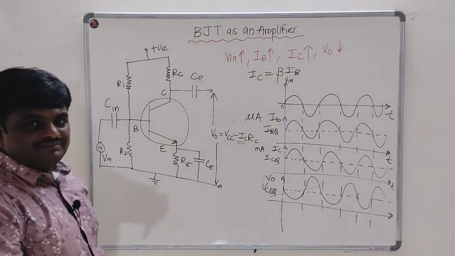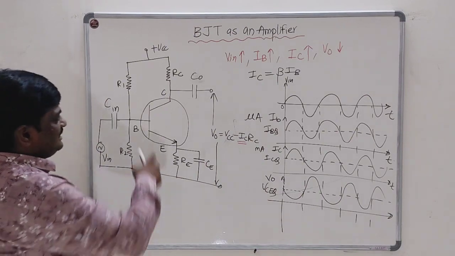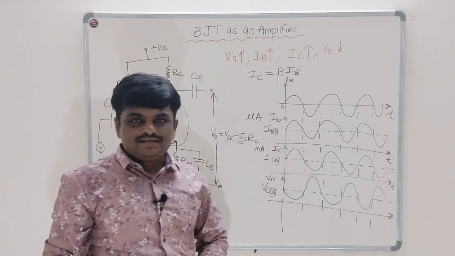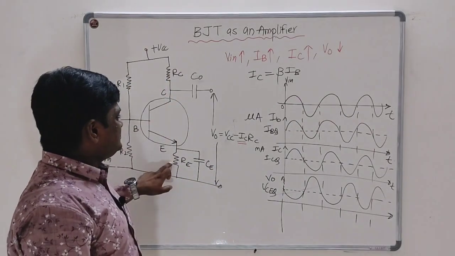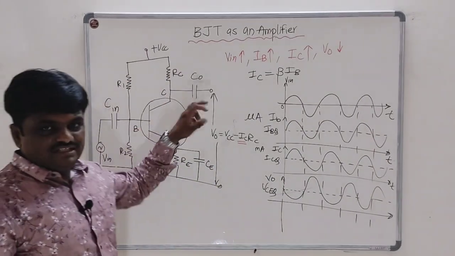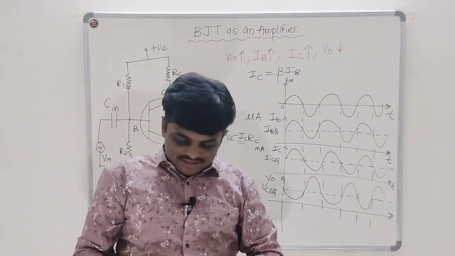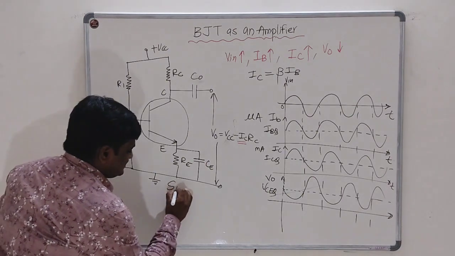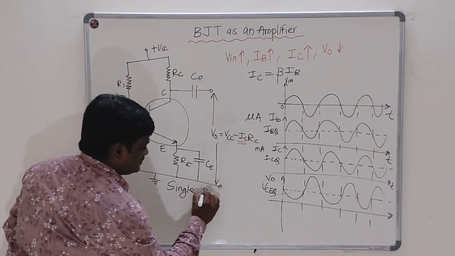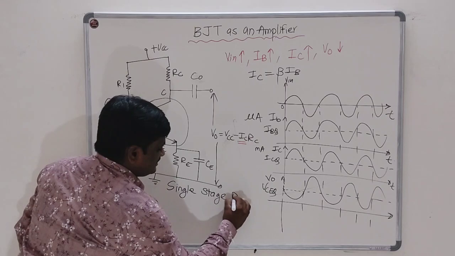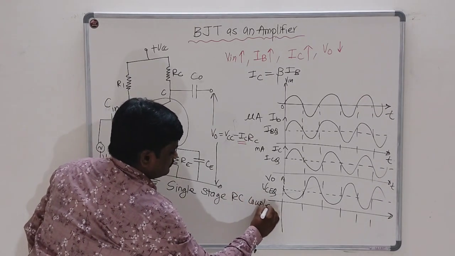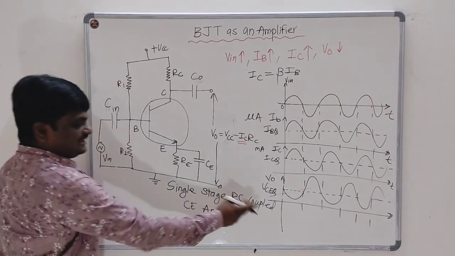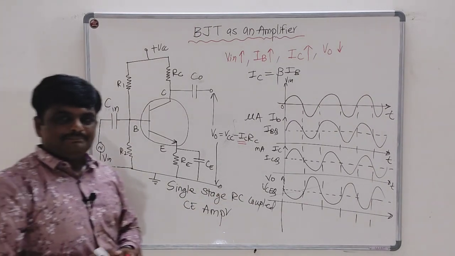Here the DC supply is coupled with the help of resistors. The input and output are coupled with the help of capacitors. So that is why this circuit is also known as a single stage RC coupled common emitter amplifier.